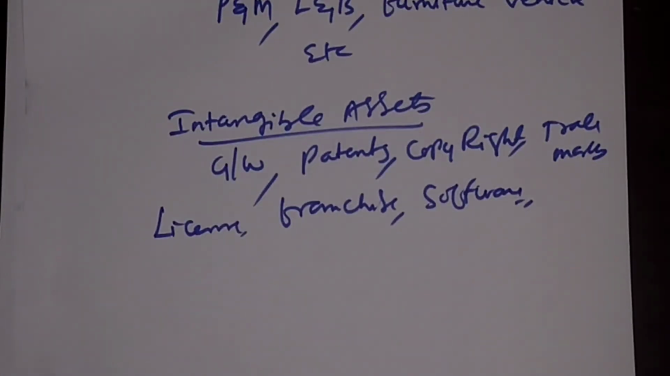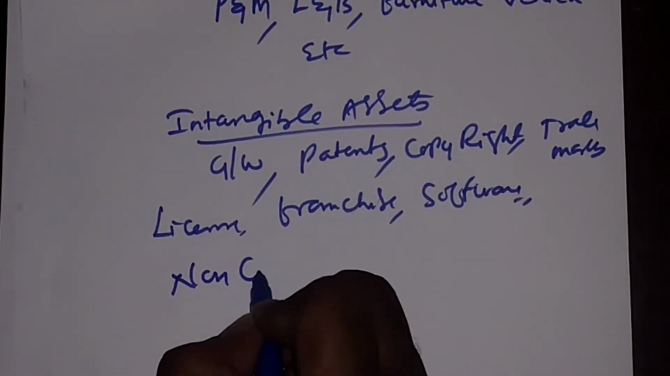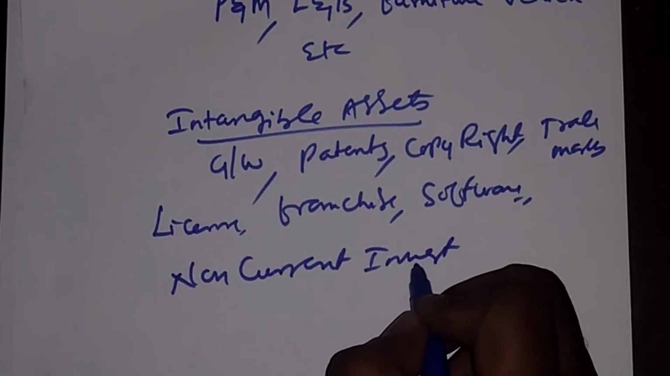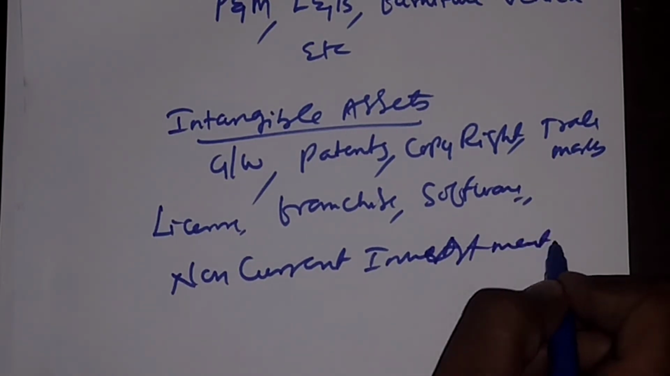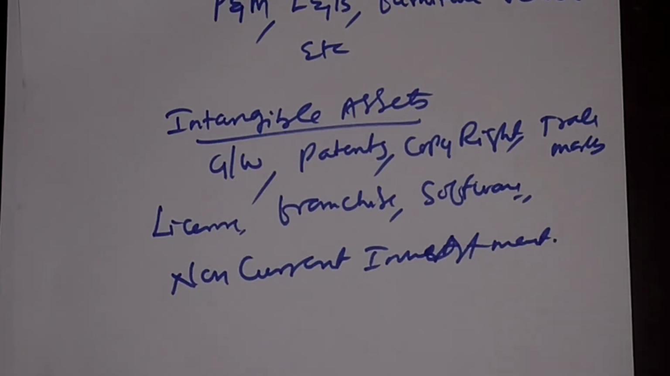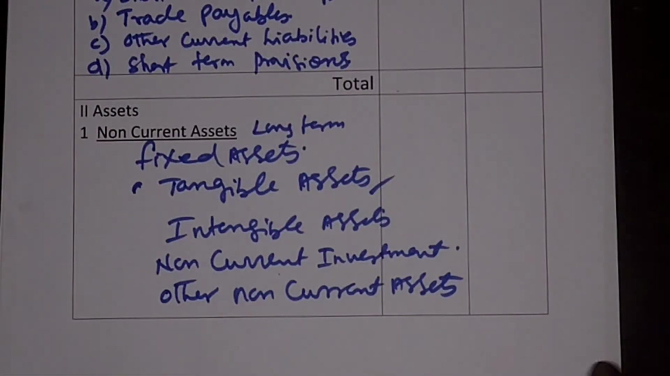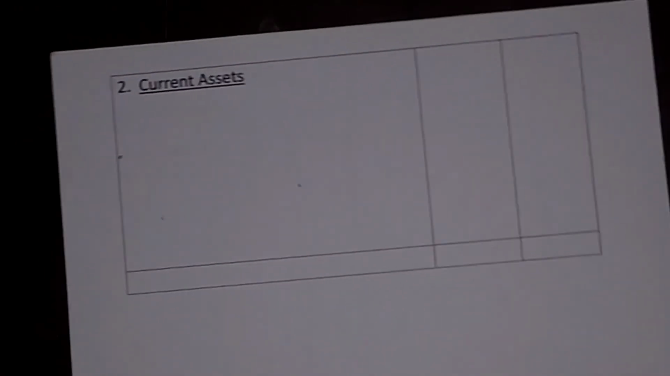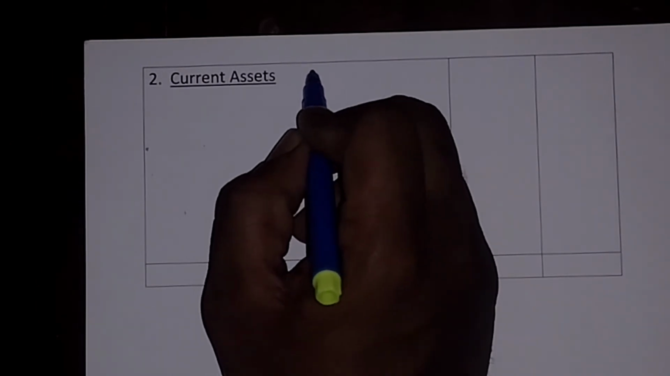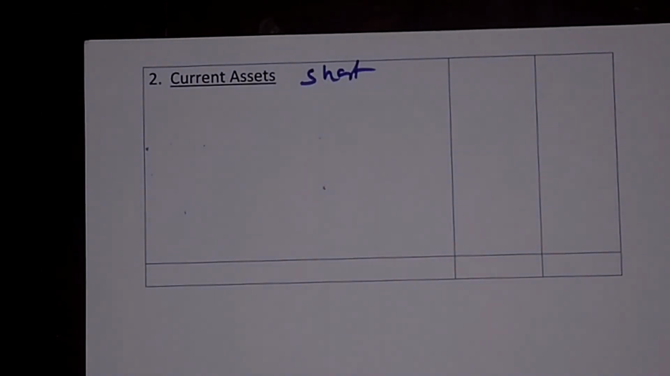Next one is the non-current investment. Non-current investment means an investment for more than 12 months. And other non-current assets are various other assets held for a long period. Next, as per our format, after non-current assets, we have the current assets. Current asset means its life is for a very short period of time.